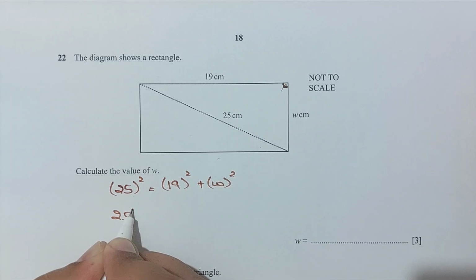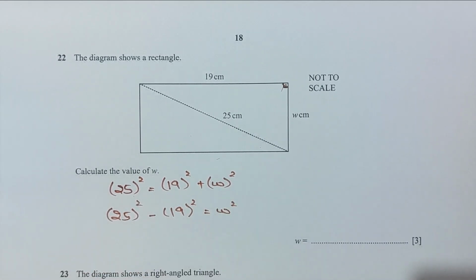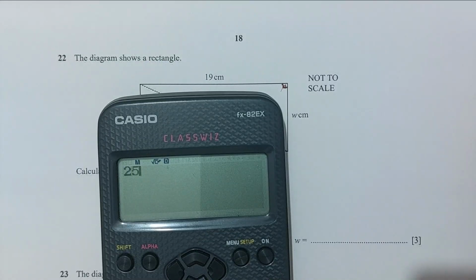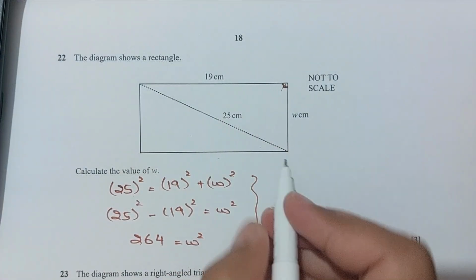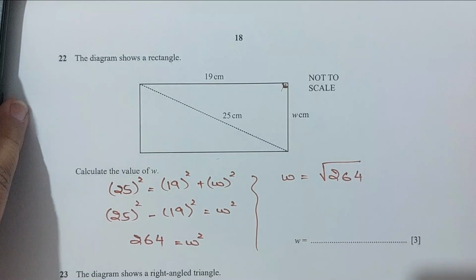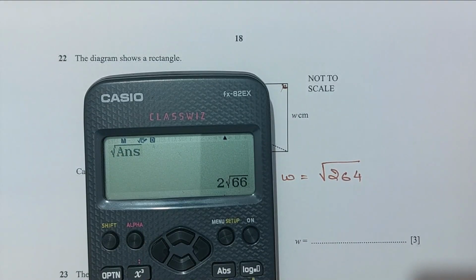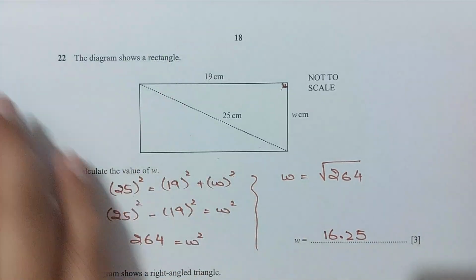Hypotenuse squared equals the base squared plus the perpendicular squared. So 25 squared take away 19 squared, this would be W squared. Okay, 25 squared minus 19 squared, this is 264. 264 is my W squared. To get the W value, we can say root of 264. Root of 264 is 16.24. 16.25 centimeters.